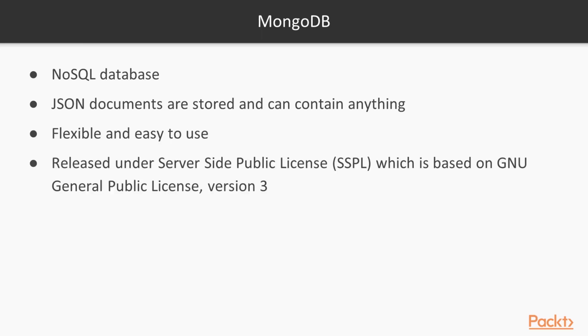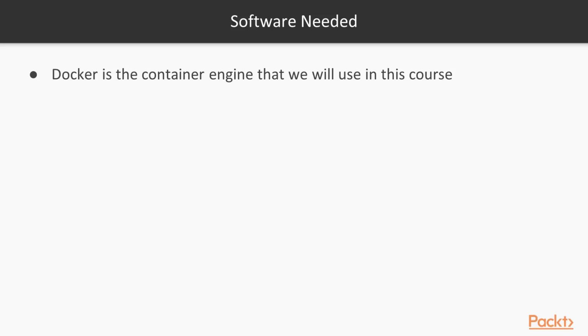It is released under the Server Side Public License, SSPL, which is based on the GNU General Public License version 3. This means that we can actually use it. It has a Docker image that we can use out of the box. The software needed to run the MongoDB as a Docker container.